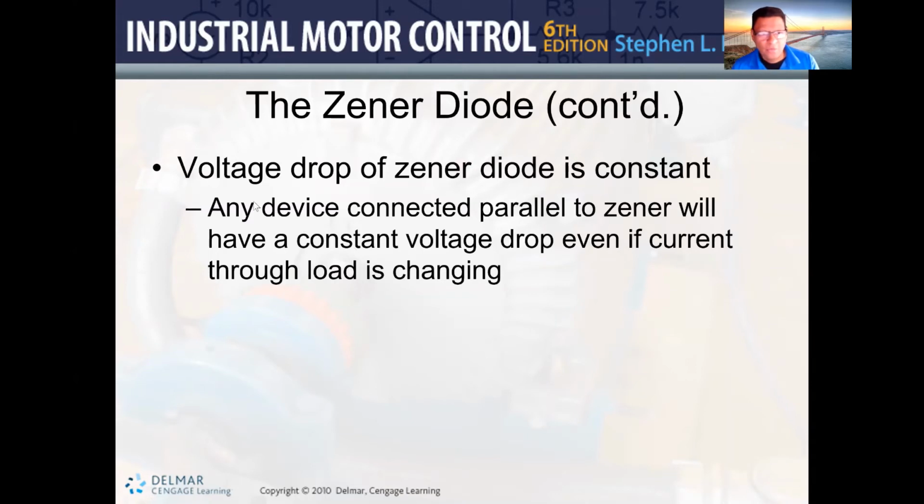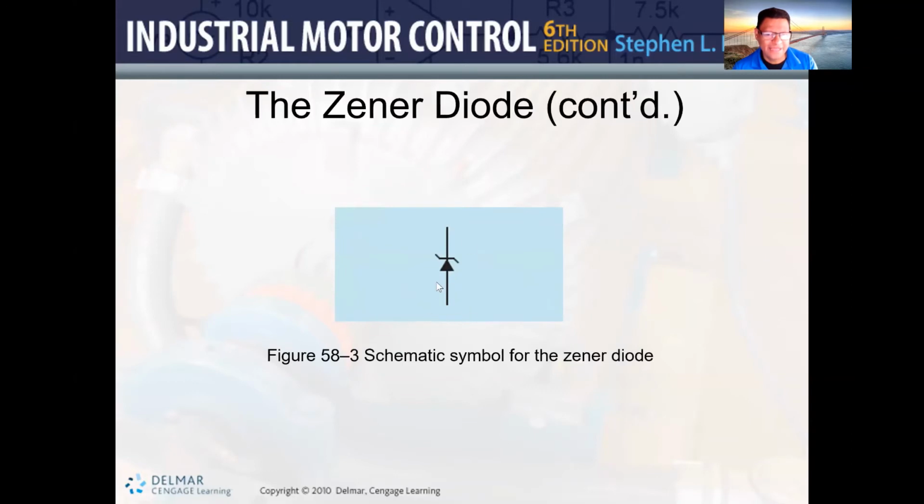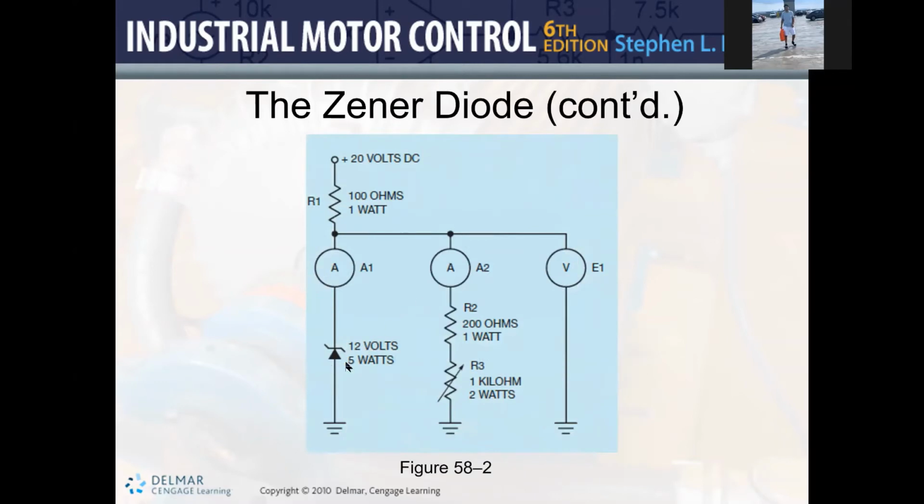So this is what I already mentioned, that the voltage drop of a Zener diode is constant, and any device connected in parallel to the Zener diode will have a constant voltage drop, even if the current through the load is changing. And we are also going to be able to do the calculations using Ohm's law and see how everything holds together. Here we have the symbol for a Zener diode, and it's important to keep in mind that it is connected in reverse polarity.